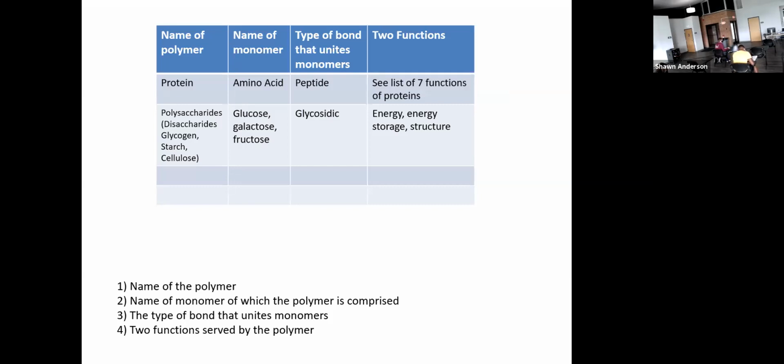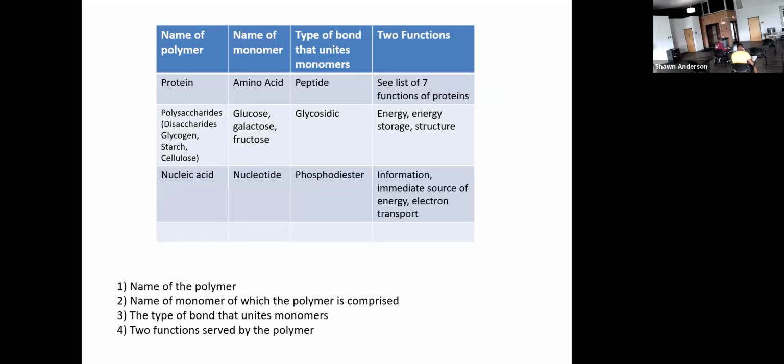Sweet. So we're going to keep going. Nucleic acid is the polymer. Nucleotide is the monomer. Phosphodiester is the bond. And then we've got different functions here. Remember, we're asking you to know these four for each of these molecule types. All right.